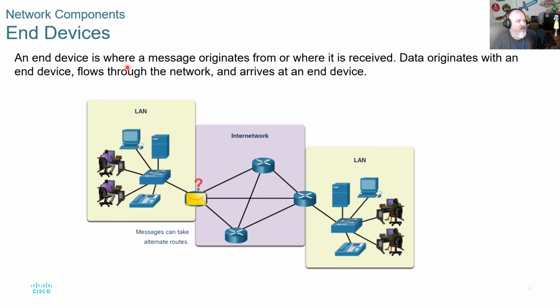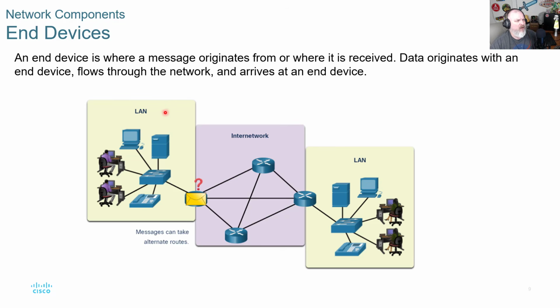Now, when we're talking about end devices, it's where messages originate from or where they are received. Data originates with an end device, it flows through a network, and then arrives at the end device.